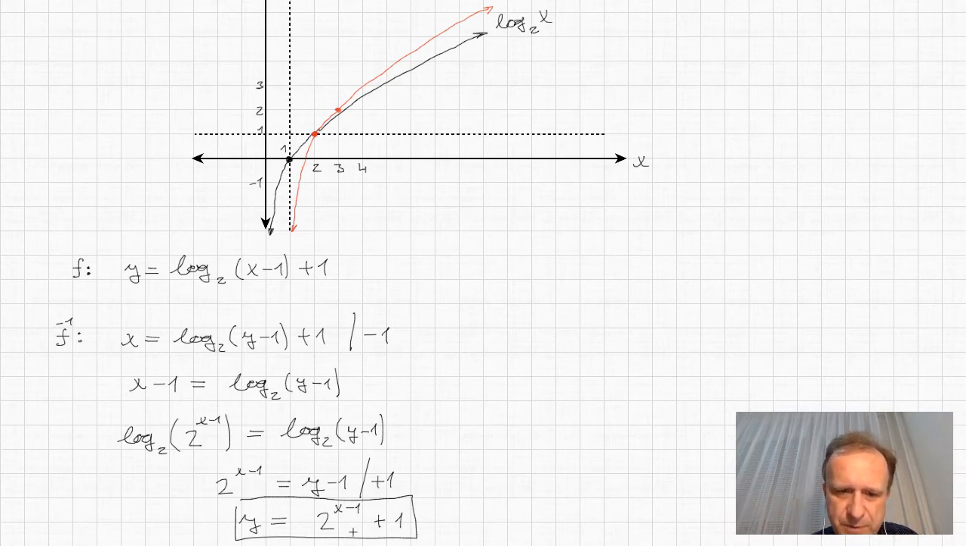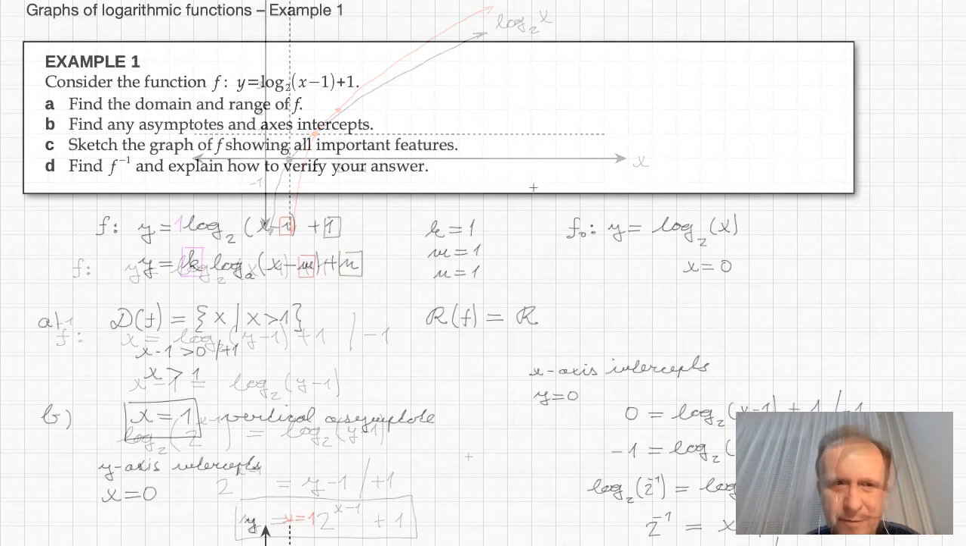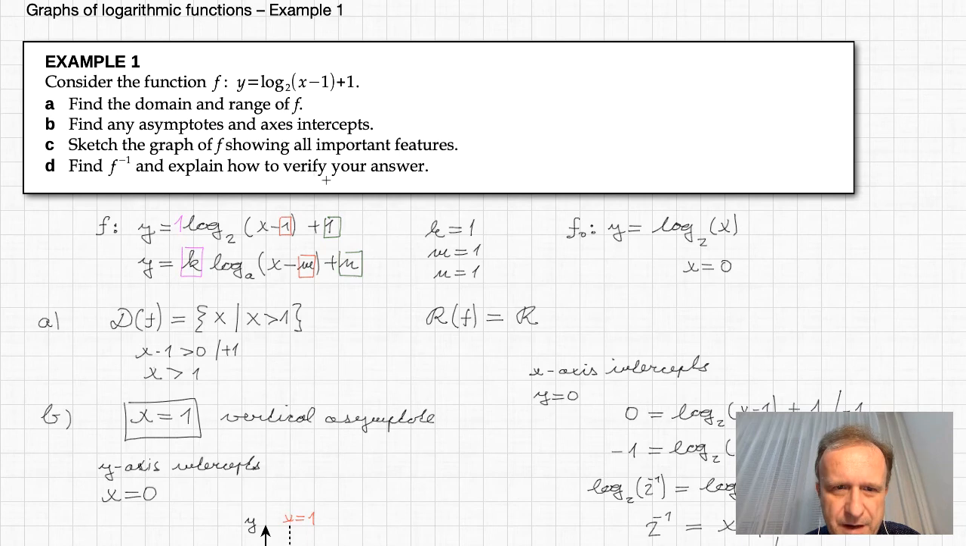You see it's the exponential function, and this function is also related to the simple exponential function 2 to the power of x, and is obtained by translating it by 1 unit to the right and 1 unit upwards, like that. Now if you want to verify our answer, there are 2 ways how to do it. One has to do with the graphs.